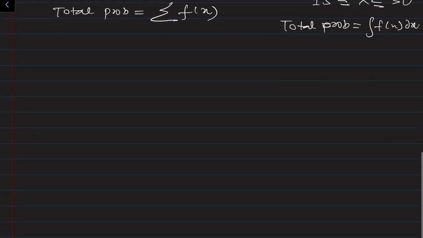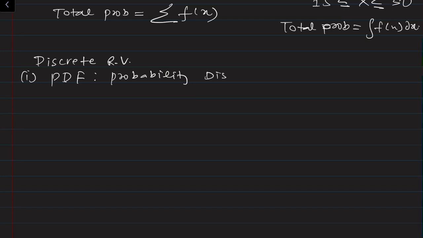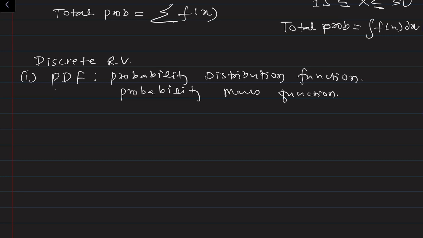Now let's look at the probability distribution function, PDF, of discrete random variable. Here PDF stands for probability distribution function, or we can say probability mass function. We can use PMF.